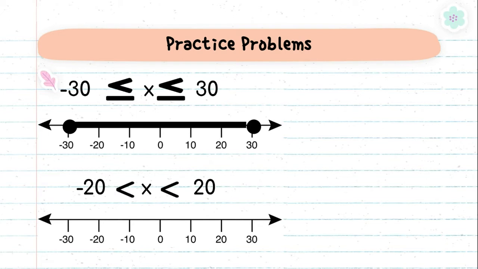The second question is -20 is less than x is less than +20. So let's form open circles this time on -20 and 20. And once again, we're going to form a line to connect these together, proving that x is a value between these two numbers.